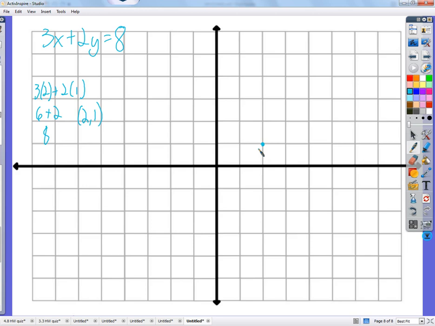8, -8. I would love to graph that. I've already made this 1 to 1, and I can't go negative 8 in that direction. Let's say that somewhere down there is 8, -8. We just can't see it. It's way down there. Yeah, Dawson. 4, -2. So 3 times 4 plus 2 times -2. That's 12 minus 4. That's 8.